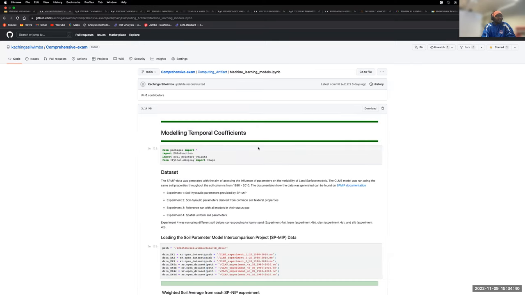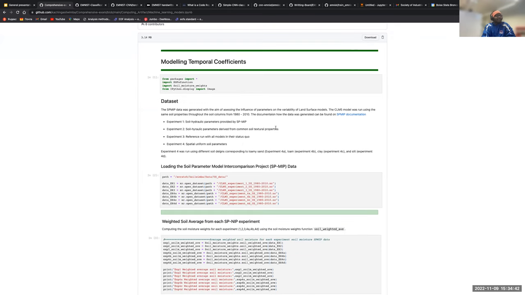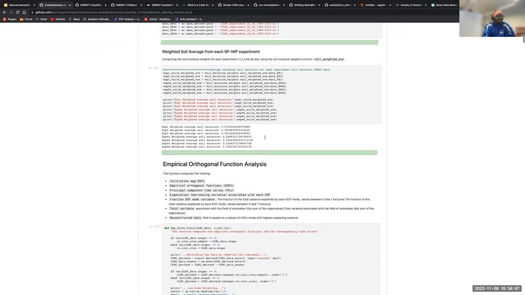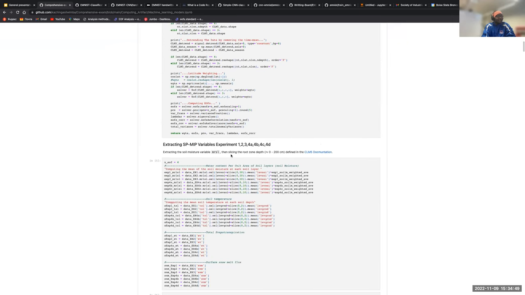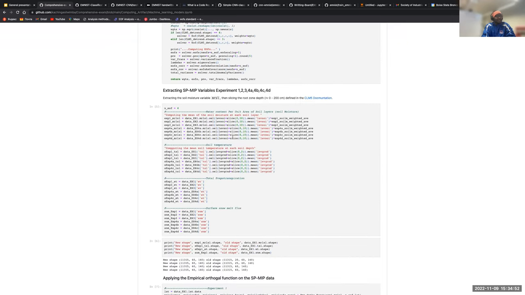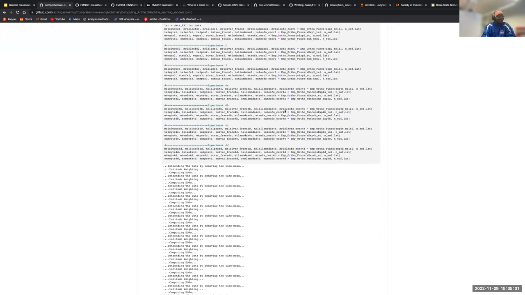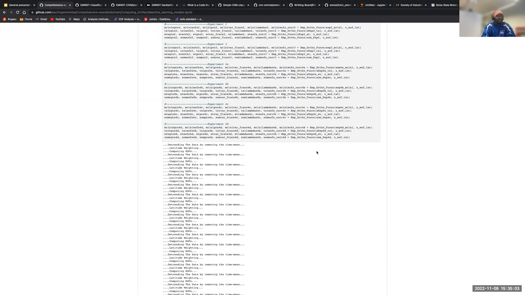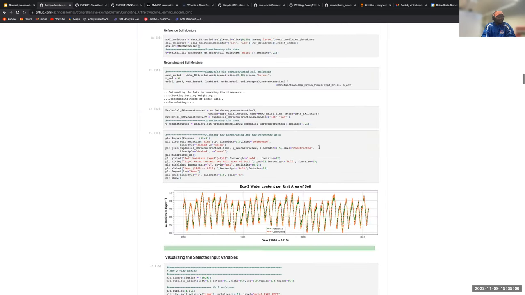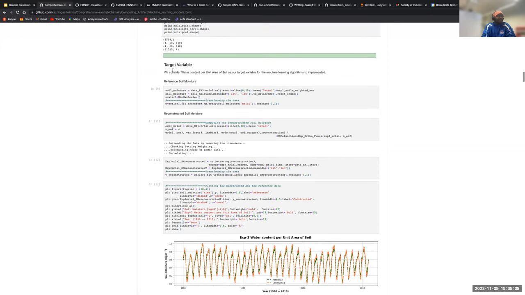So these other scripts now talk about just modeling of the spatial and temporal coefficients, which is just the time series, the PCs. So this is the EOF, which is decomposing the data. And then here we're selecting the first 10 layers, and then computing the mean and computing the average weighted sum. And then after that, this is just the same thing, the EOF, which decomposes the data set. Then here we have the target variable, which is the soil moisture we are trying to predict.